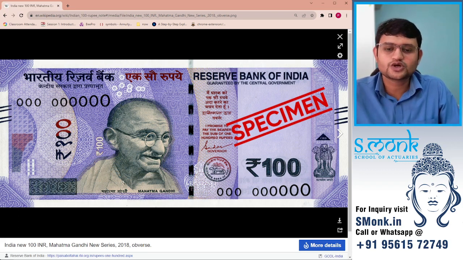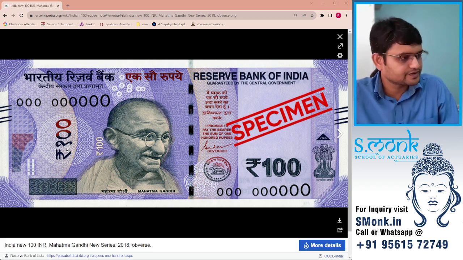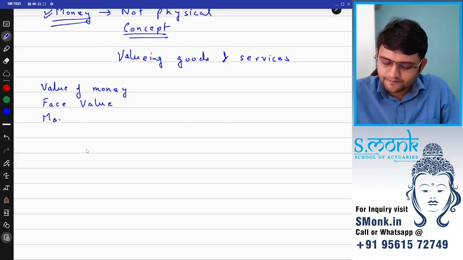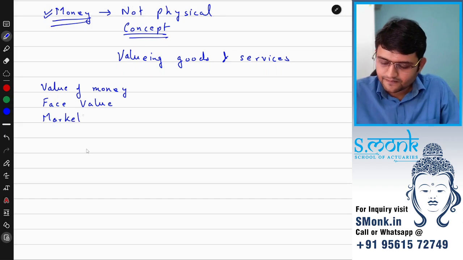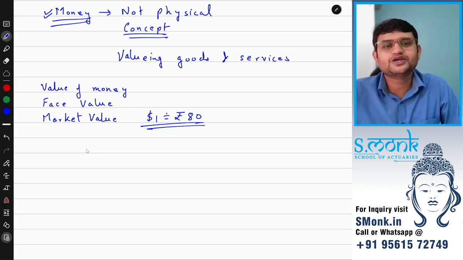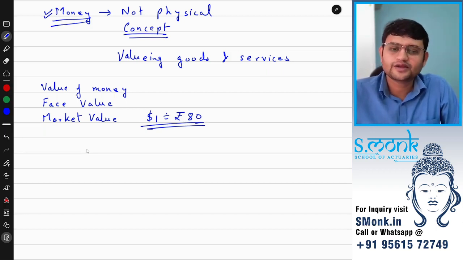Okay. This is also sort of a contract which has the face value of 100 rupees. Then we can have market value. So when I say $1 is worth 80 rupees, that becomes the market value. That means my 80 rupees can be exchanged for $1 in the open market. That becomes the market value.